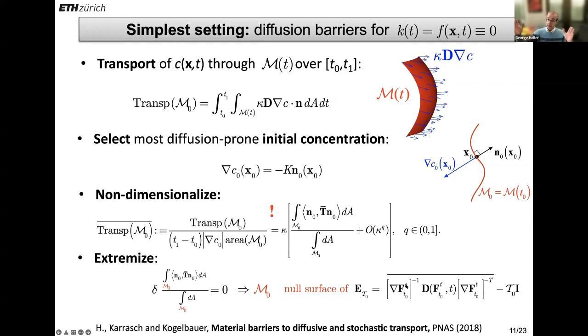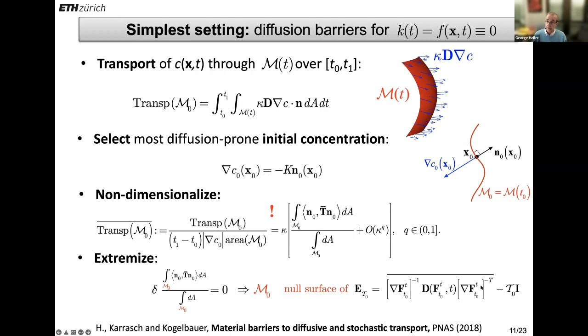And if I'm interested in maximizing the transport between T0 and T1, it turns out that the solution involves temporal integration over that. And one has to then subtract, and this is where this parameter comes in, the parameter times the identity. And this is a tensor field.